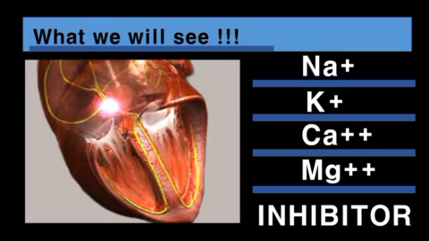So, we will see four ions' effect on heart automaticity: sodium, potassium, calcium, and magnesium ions. And we will check the differences between the normal situation and the situation with an inhibitor.